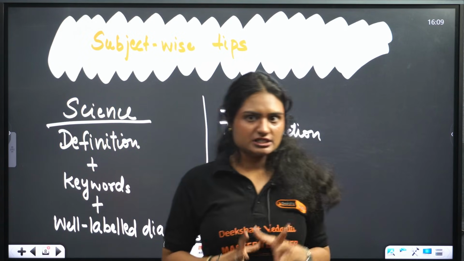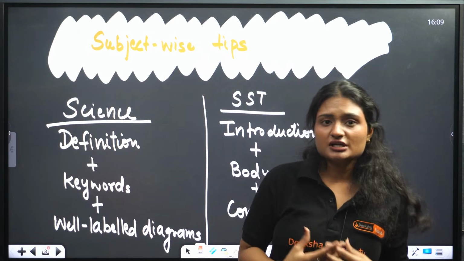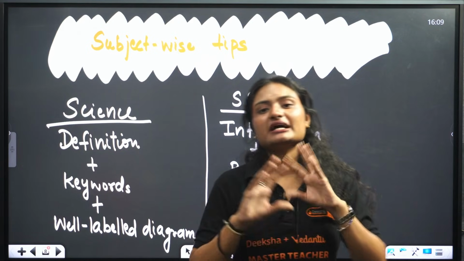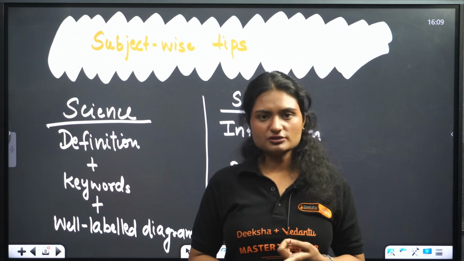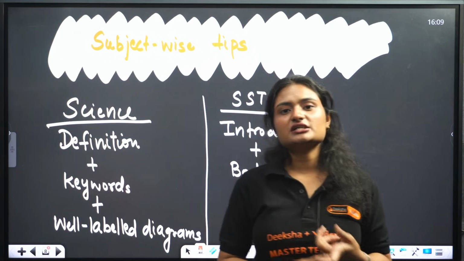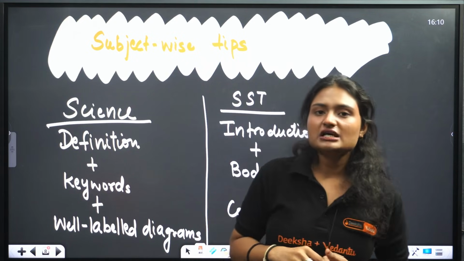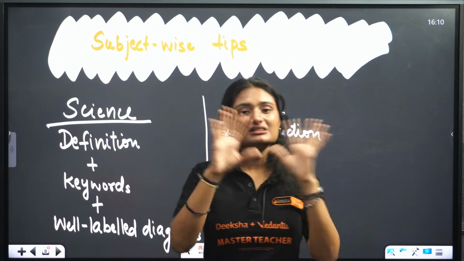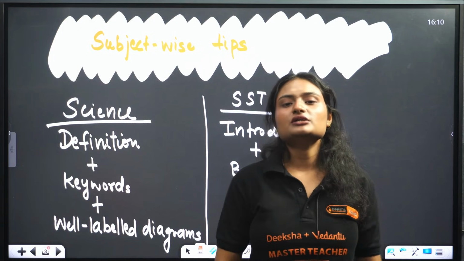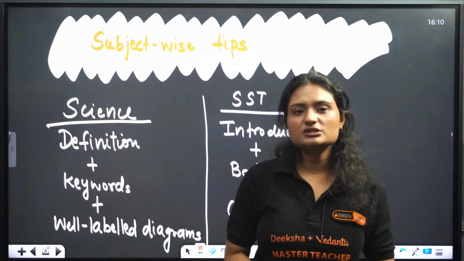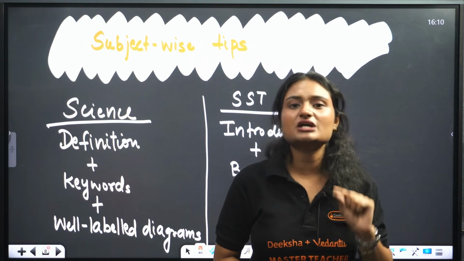Next, subject wise tips. When you are writing in science, what is important? Science definitions are important, keywords are important, and your diagrams in biology are very important. So, focus on definitions and the keywords that are given in NCERT, underline them with a pencil, then focus on the diagrams, draw the diagrams and then label them well. If you label your diagram correctly, you are going to score full marks, my dear students, compared to a student who made the same diagram and did not label it at all.